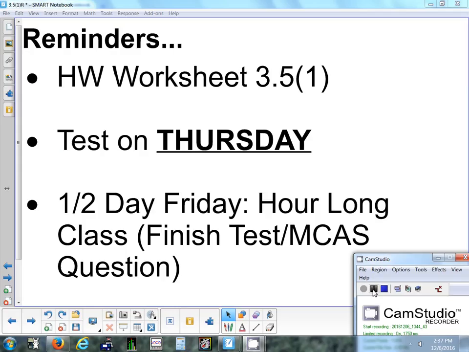Test on Thursday. All right? Half day Friday, we're still going to have class, just like we did the week of Thanksgiving, right? Class is going to be an hour long on Friday. If you don't finish the test on Thursday, you'll have an opportunity to finish on Friday. And also, we'll do an MCAS.